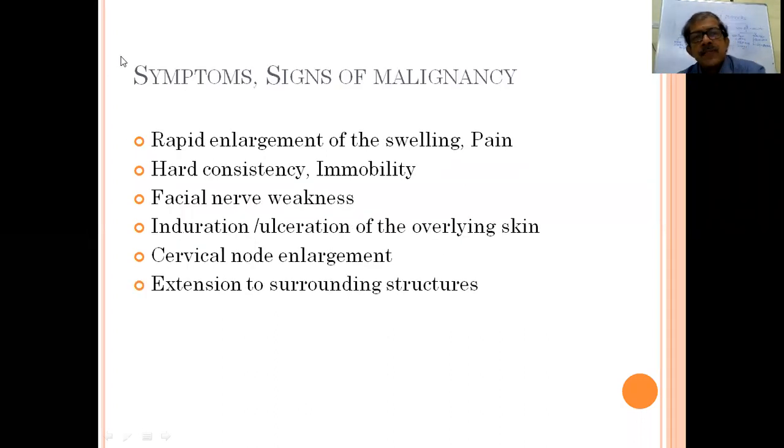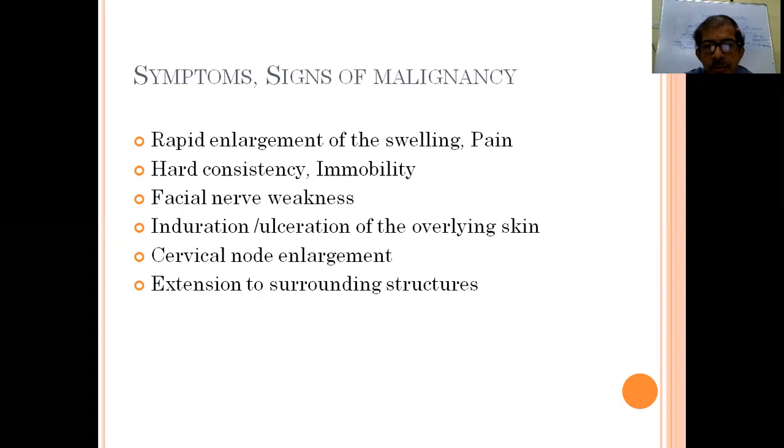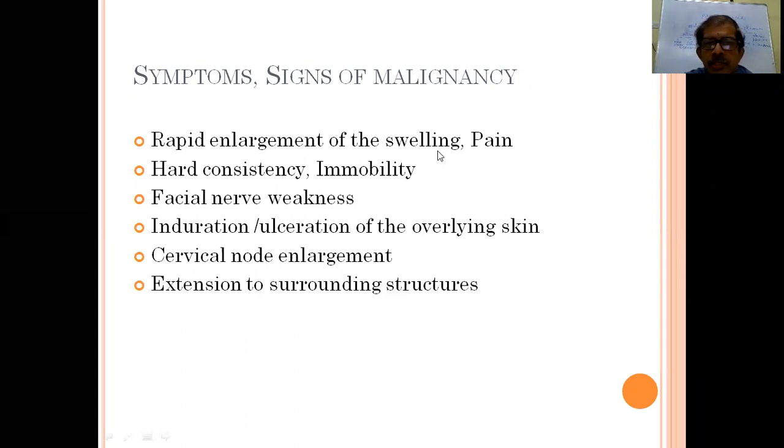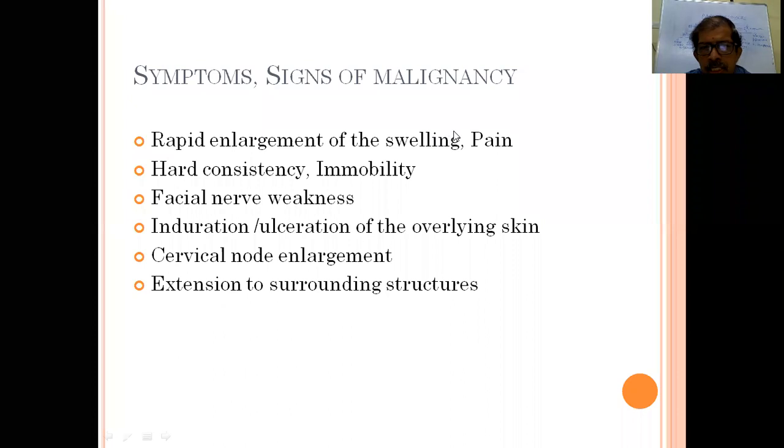So what are the symptoms and signs of malignancy? This is very, very important both clinically and in theory also. Clinically, suppose a case of parotid malignancy is given to you, then you have to ask, is there any rapid enlargement of the swelling? That is the first symptom. Either a slow growing swelling that suddenly started increasing rapidly, that is the typical symptom of malignancy of the parotid.